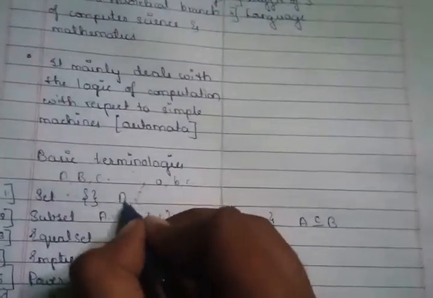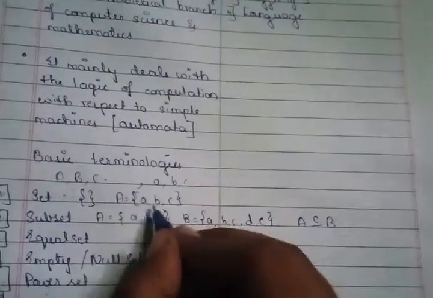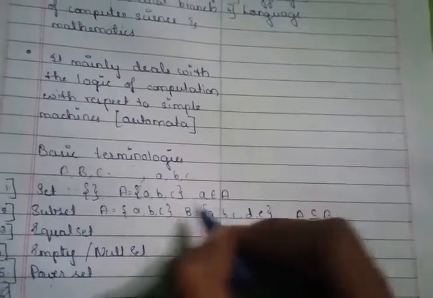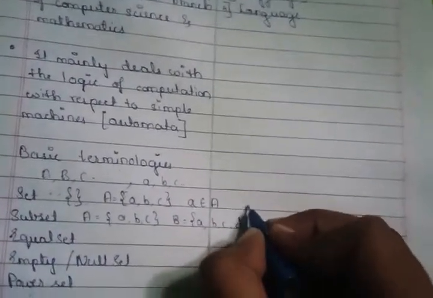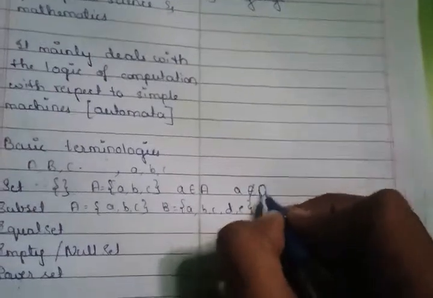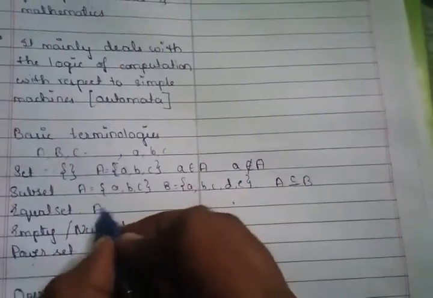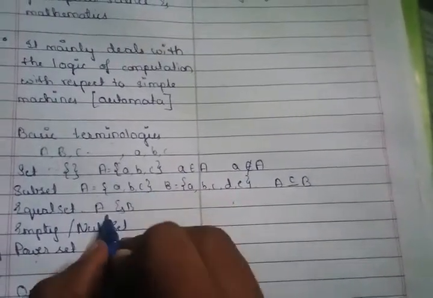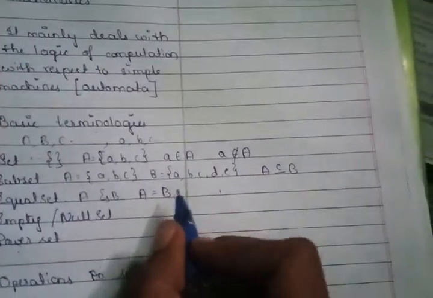Even in a set, for example, let's say A is a set which consists of a, b and c. Here we can say that element a belongs to set A. If in case a is not present in set A, then we can say that a does not belong to A. Equal set: if two sets A and B have the same number of elements and the same type of elements, then we can say that A is equal to B. That is, set A is equal to set B.